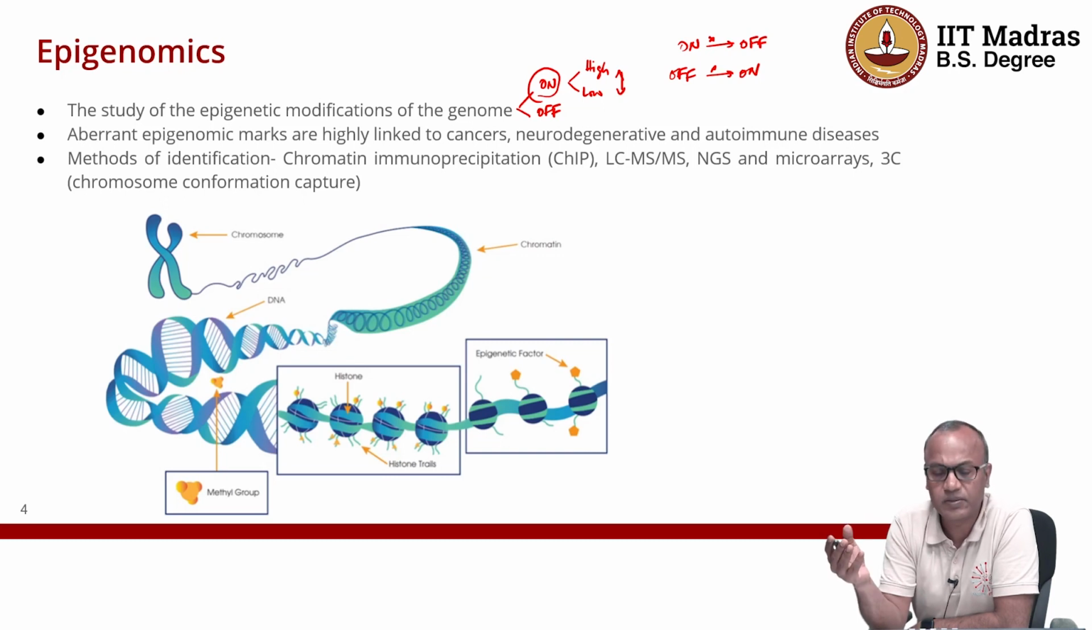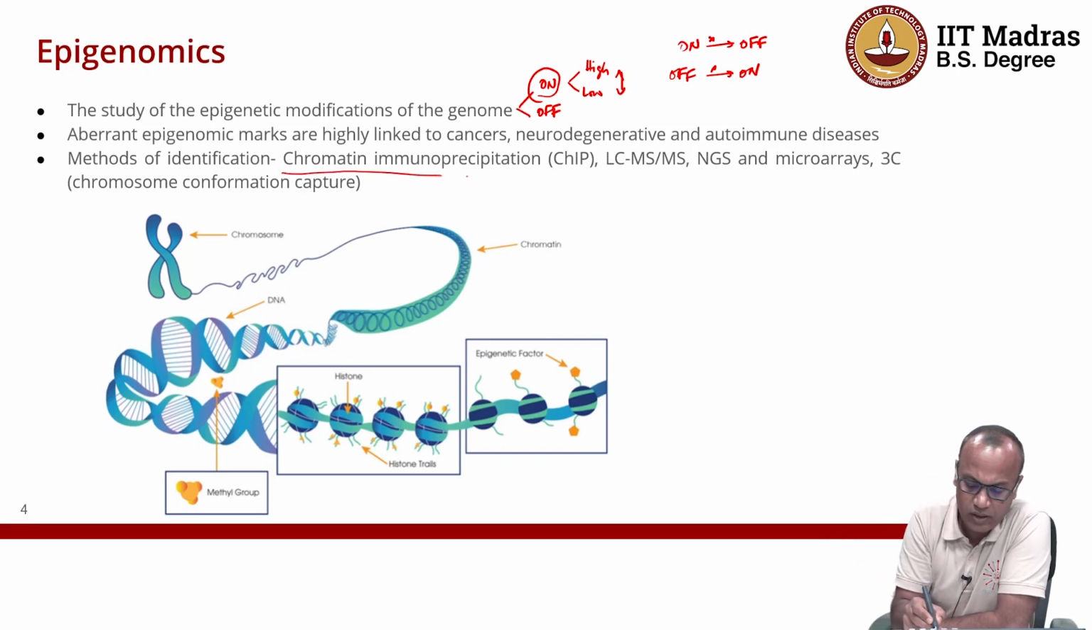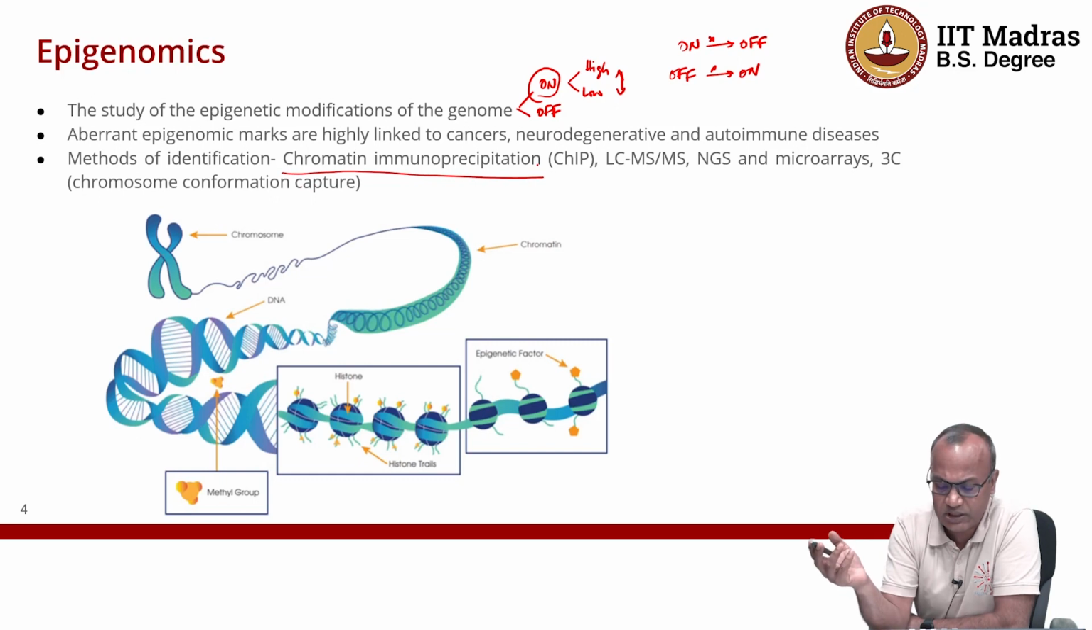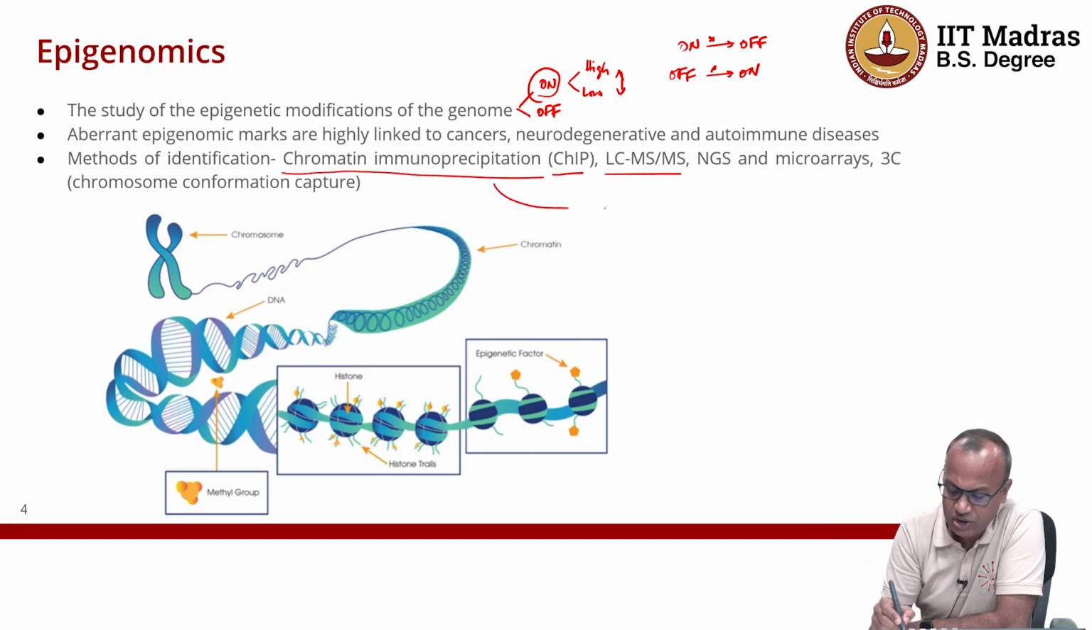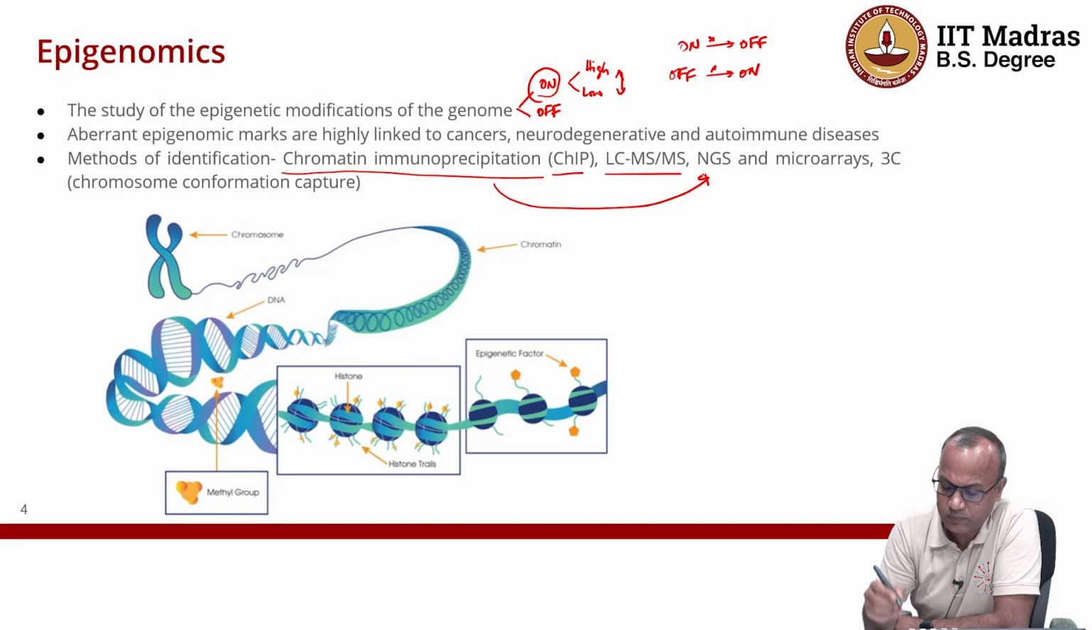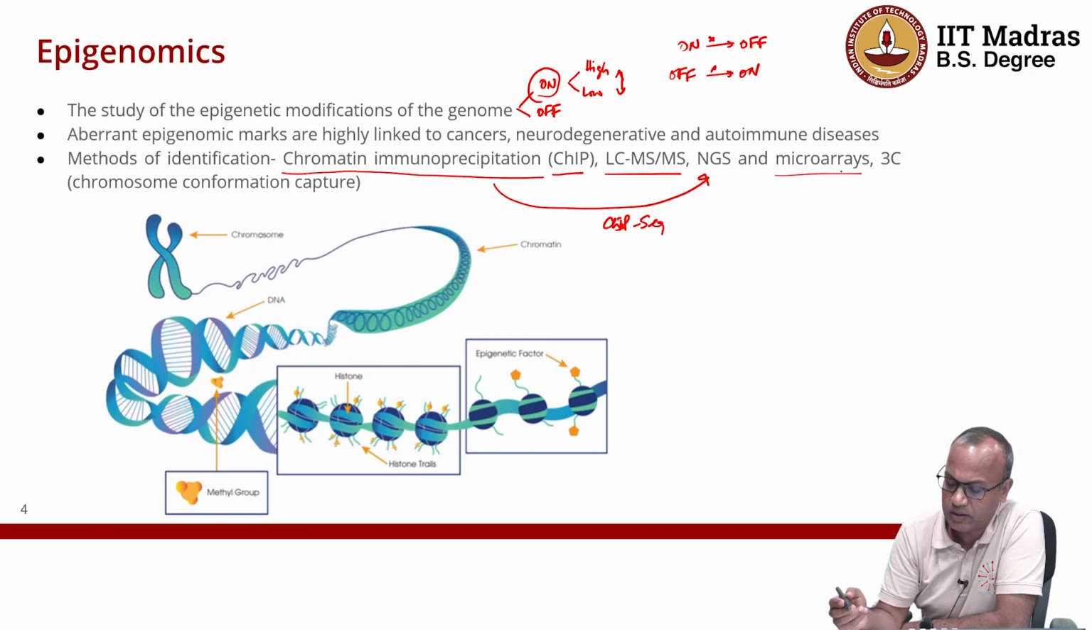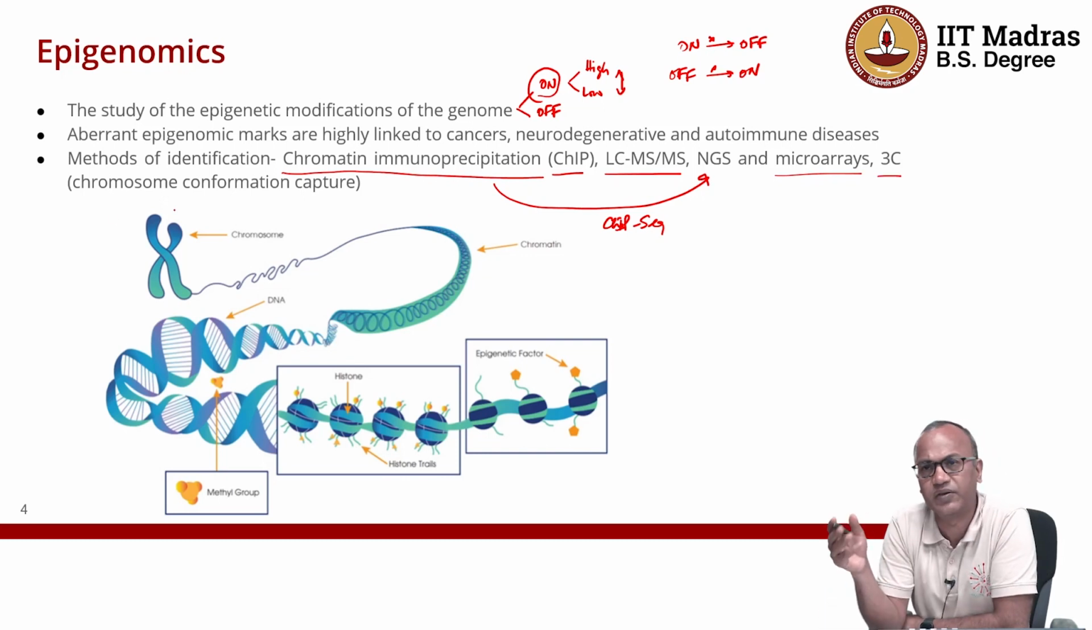So what are the techniques? One is called chromatin immunoprecipitation, or ChIP. We won't go into too much detail, but you will see ChIP sequencing when you're looking at big data. Then we do a lot of mass spec analysis. You combine ChIP with NGS, and this is called ChIP-seq. You can combine it with microarrays, then it will be ChIP-chip. You can also do what is called 3C, which is chromosome conformation capture, which is another technique.